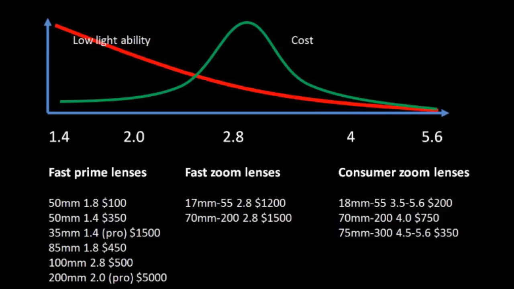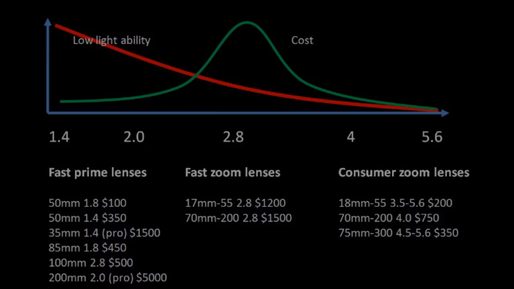If you've got lots and lots of money, fast zoom lenses at f2.8 are generally going to run you $1,200 to $1,500 as a starting point. They can go up there, but it gives you an idea that if you don't have a lot of money to spend, you can get a really good alternative in a real fast prime lens. If you've got money to burn, fast zoom lenses are a much better way to go because of the zoom qualities that they have.